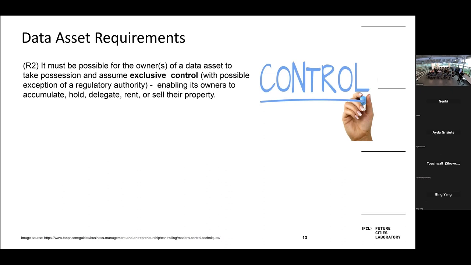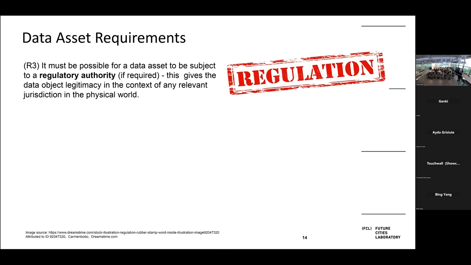And the other thing is that if required, it should be subjected to regulatory authority. In this sense, it gives the data object legitimacy for the relevant jurisdiction. And it's quite common that many of the items that we have are regulated. And if they are not regulated, people might be skeptic to be part of that ecosystem. So in some cases, regulation is required. And if regulation is required by the authority, this is one of the requirements that needs to be supported.